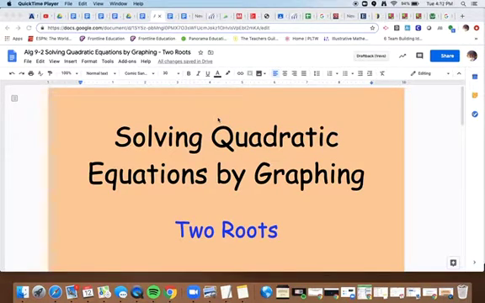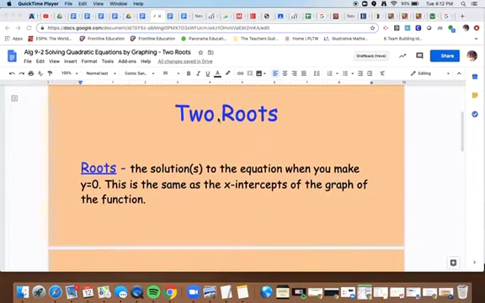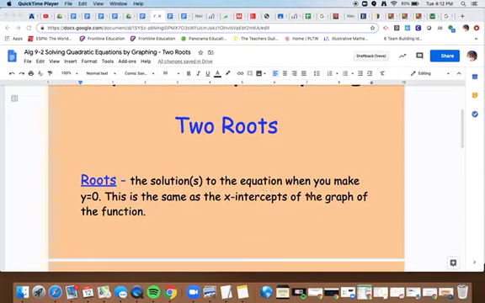Okay, thanks for coming back for lesson 9.3, this is the second installment. We are going to now talk about solving quadratic equations by graphing where you get two roots. Remember, a root is a solution to this equation when you make y equal to 0. This is the same as the x-intercepts of the graph of the function. We talked about this in the last lesson.